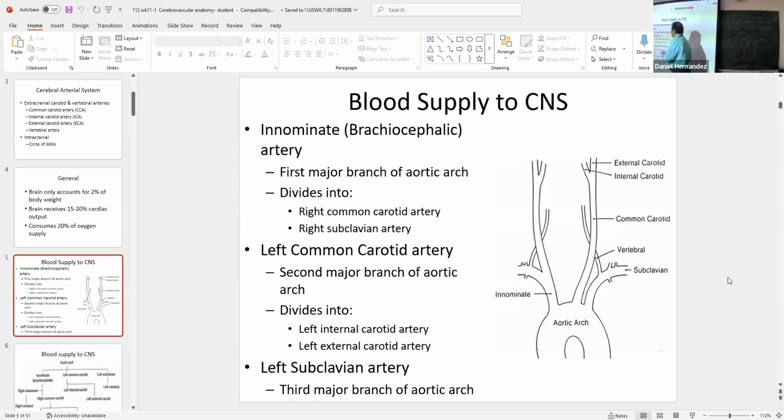All right, so our branching patterns. We have our aortic arch. Again, we have to be able to familiarize ourselves with our branches coming off the aortic arch. Our first branch off the aortic arch is our innominate or brachiocephalic artery. That then splits and branches into our right common carotid and right subclavian artery. On the left side, the left common carotid artery is a direct branch. It's that second branch directly off the aortic arch.